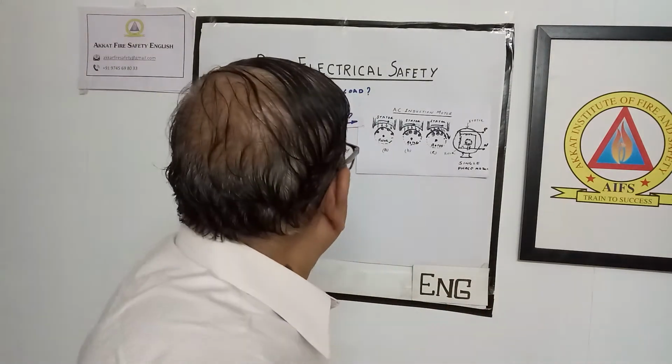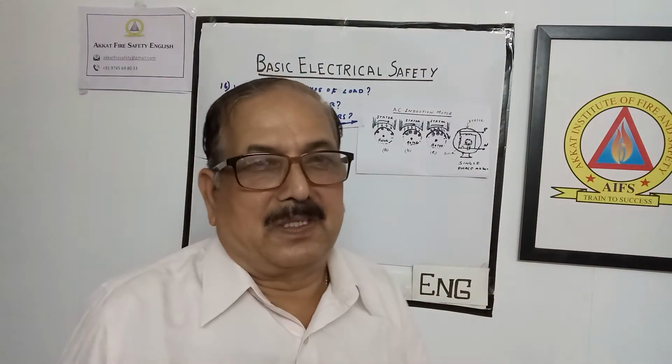So what are motors, or what are electrical motors? We have learned about the electrical supply system. There are two types of supply, and you know them: AC and DC. In both cases there are motors. What is a motor? What do you mean by motor? A motor is a machine, a rotating device.